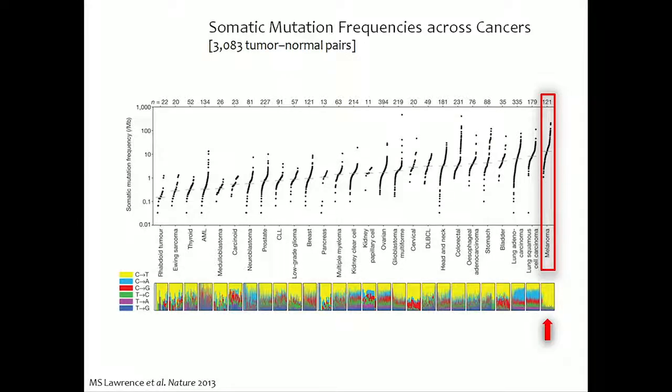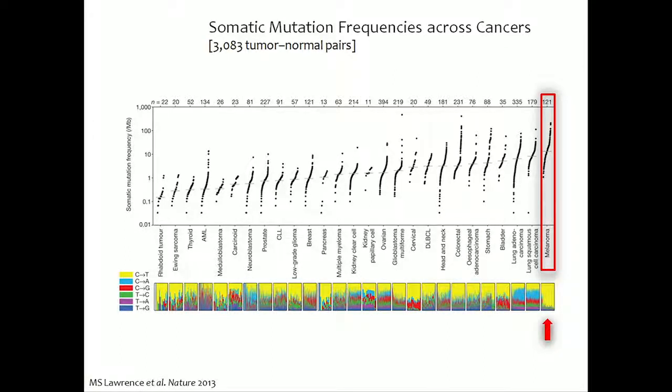What have we learned through next generation sequencing about UV and melanoma? So this is a study published in Nature a couple of years ago, and many of these studies have been published right now, showing the same results. So it's solid data. They looked at somatic mutation frequencies across cancers. So we looked here at 3,000 tumor normal pairs. And here are the somatic mutation frequencies reported per MB, a little bit easier to report.